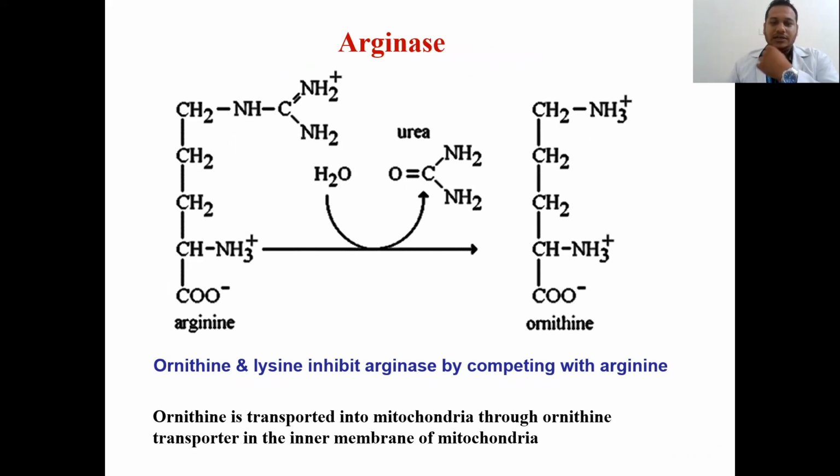So this arginine gets cleaved to form urea and ornithine with the help of arginase. Ornithine and lysine inhibit arginase by competing with arginine. Ornithine is transported into the mitochondria through the ornithine transporter in the inner membrane of the mitochondria.